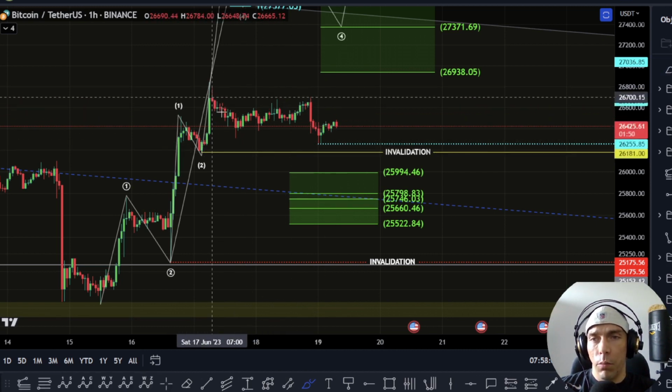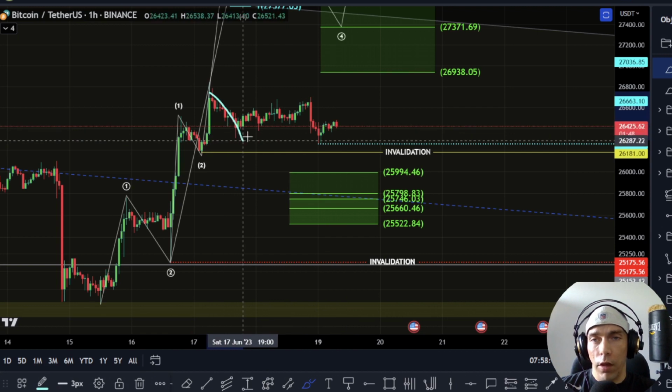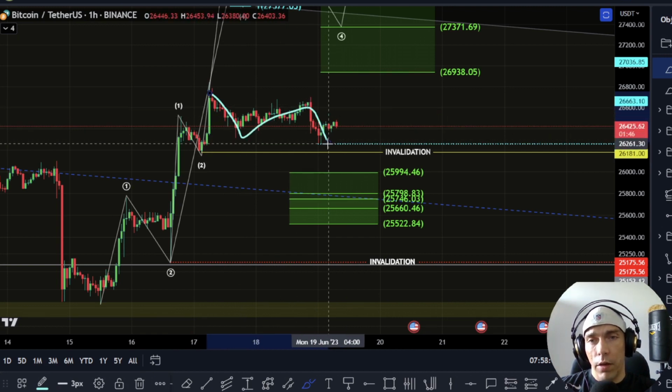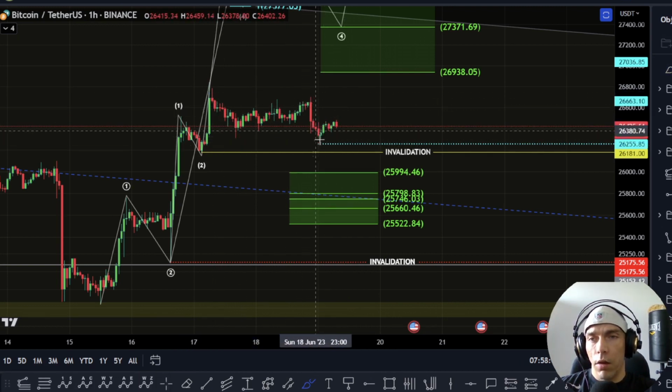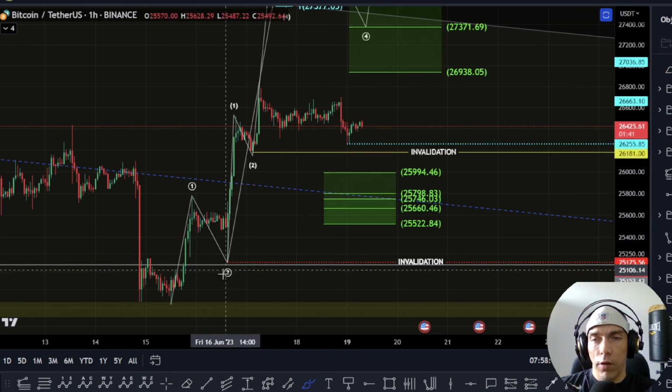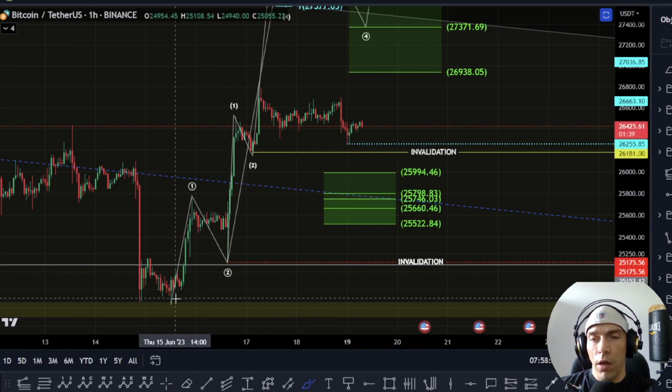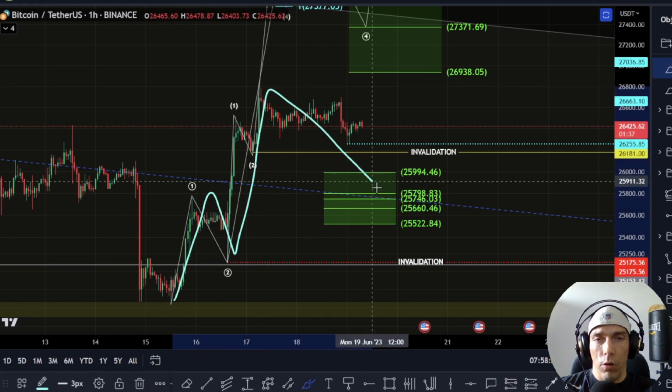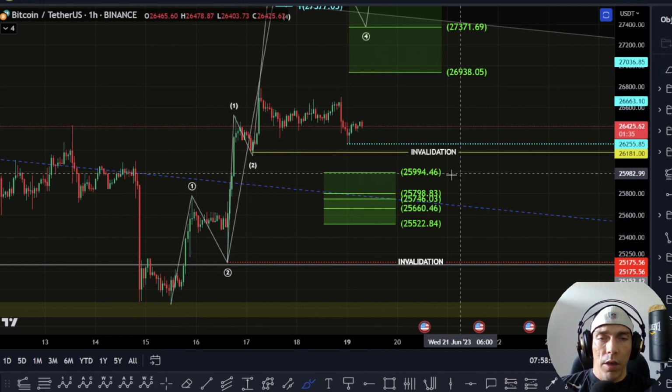Now, I was more of a fan of this when we were having this correction here. I'm becoming less of a fan of it the longer this is dragged on here. Now, it is also possible within this structure that we could still have this as 1, 2, 1, and then we're looking for a bigger 2 here. So I'm going to be keeping an eye on that.